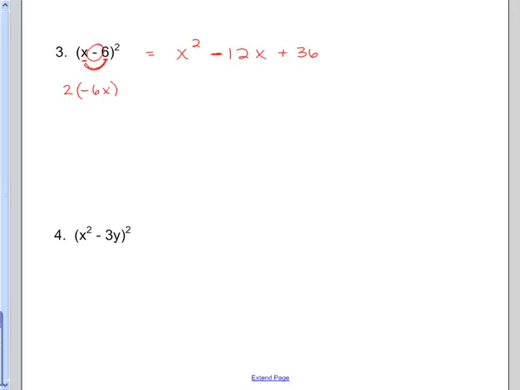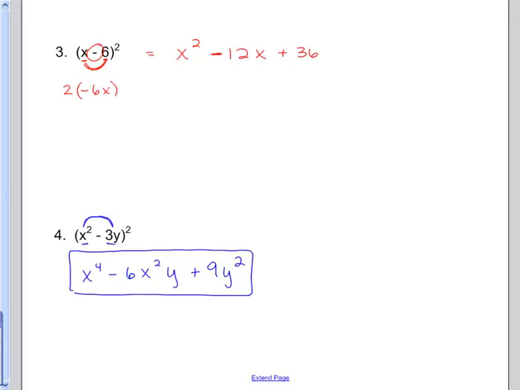And then the last problem: if I square x squared, that means x squared times itself will be x to the fourth. Multiply these two terms together, which would be negative 3x squared y, times 2 would be negative 6x squared y. And square the last term. Negative 3y times itself will be a positive 9y squared. So this is using our shortcut for squaring a binomial. You can work it out, write it twice, do the full method if you want to.